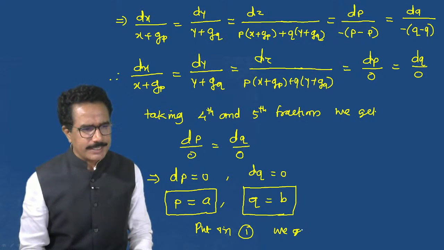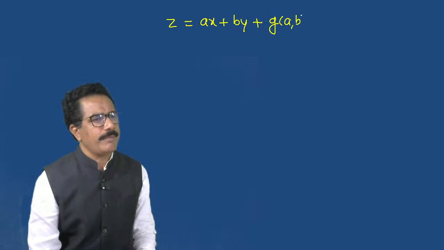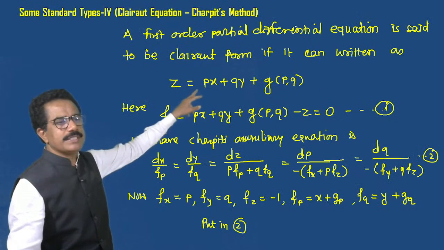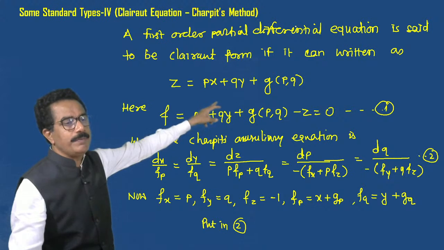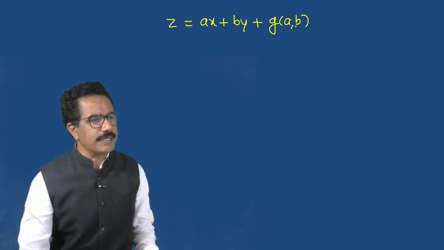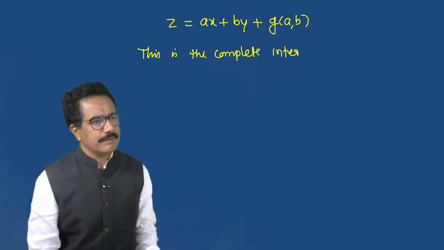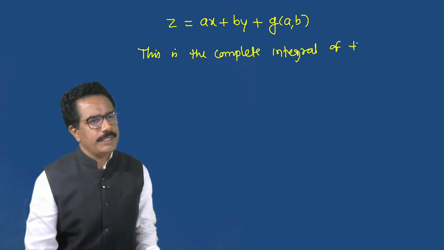Then we get z is equals to ax plus by plus g of a comma b. Put in this equation 1, means z is equals to, p means ax, q means by, g of p comma q. This is the complete solution. This is the required solution. So this is the complete integral of the equation.